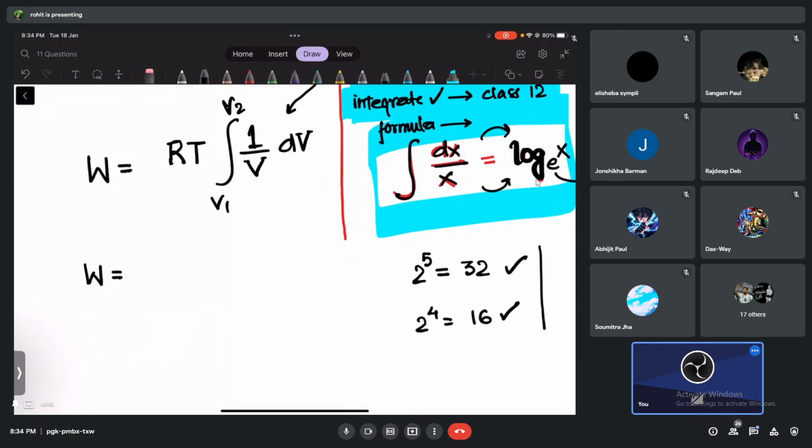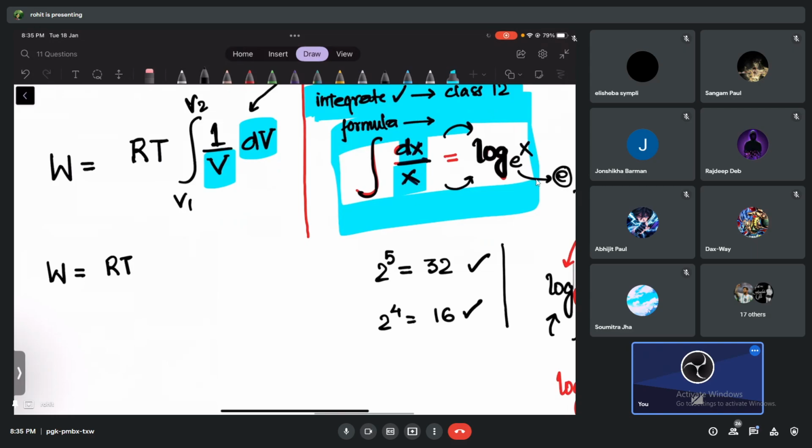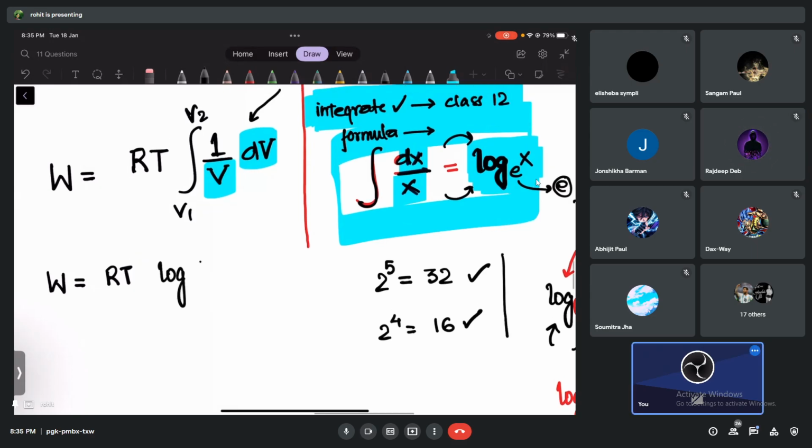Please guys help me out. I'm going to write here RT. Now you tell me, do you agree with me? It looks like dx divided by x, or not? The integration part looks like dx by x, like dv by v. So what is your answer, guys? Your answer should be log v to the base e. How to read it? Log v to the base e.